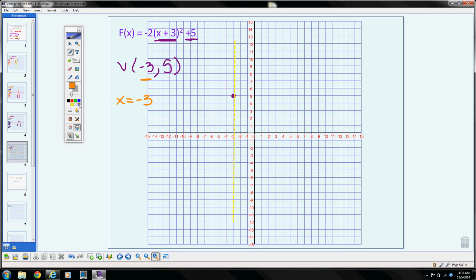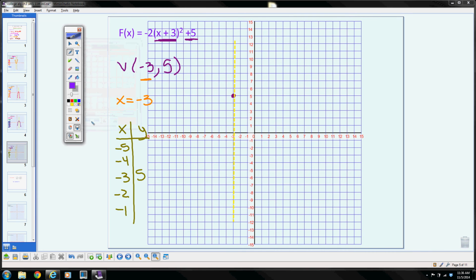Now when we go to do our chart, I'm going to put my vertex in the middle, my negative 3, positive 5. I want to stay around that x value of the vertex to make it easier to graph, so I'm going to go left 2, which means I'm going to try x equals negative 3 and x equals negative 5. And I'm going to go right 2, which means I'm going to try x equals negative 2 and negative 1.